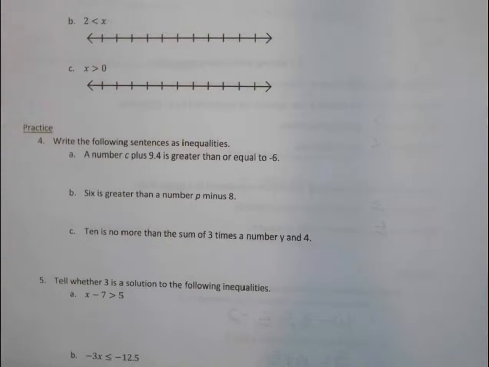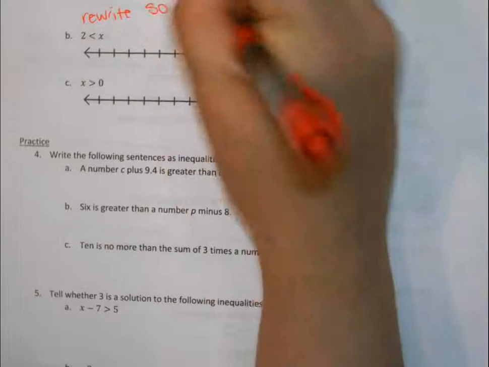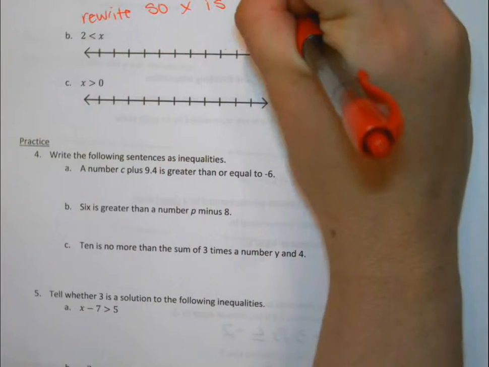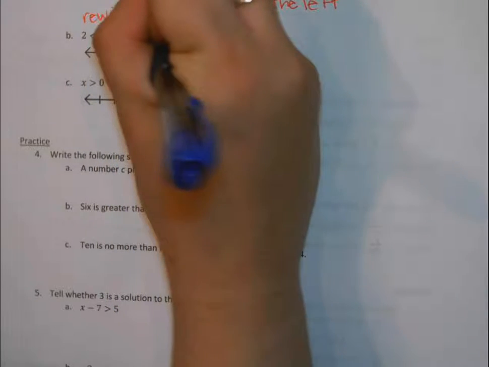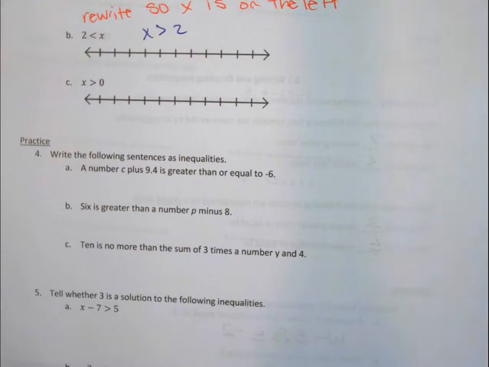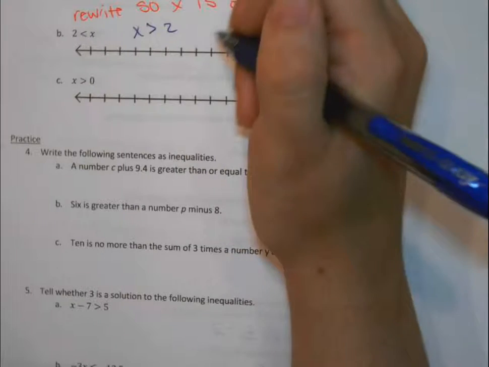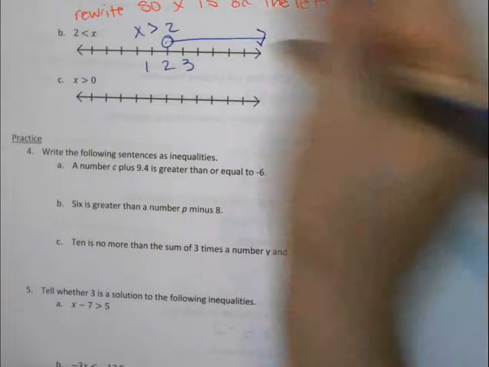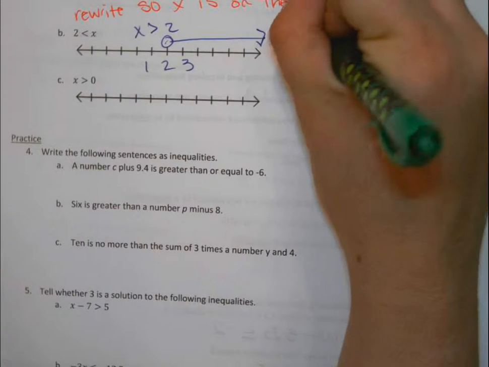Okay. So I want to first start off by rewriting so x is on the left. So when I do that, the symbol still stays like it's eating the x. It just switches around. Okay. On this one, when I go, I'm going to do my numbers. So I have 1, 2, 3. And open to the right. And then this is an open circle because there's no underline.